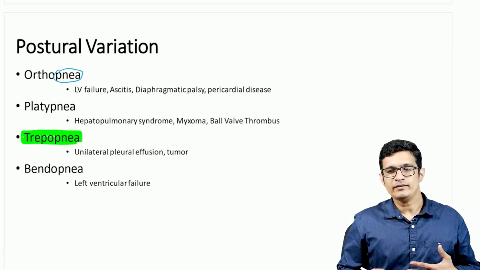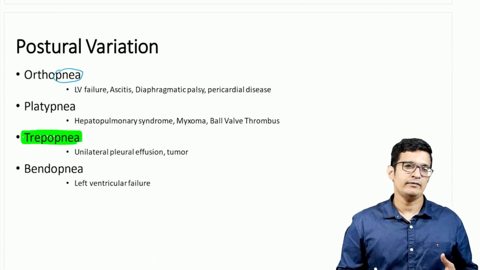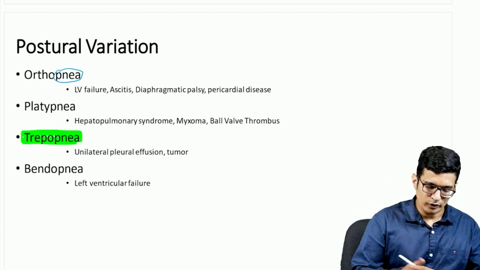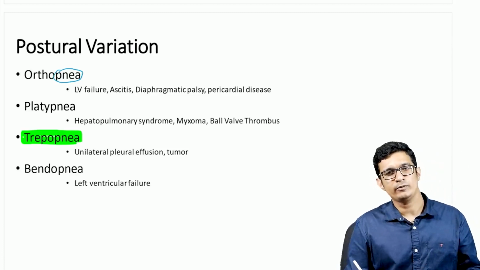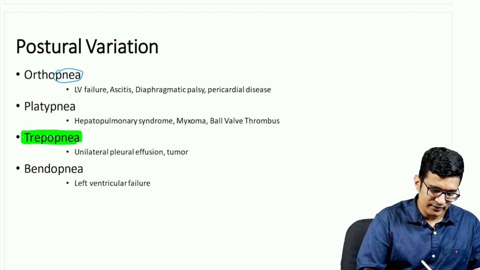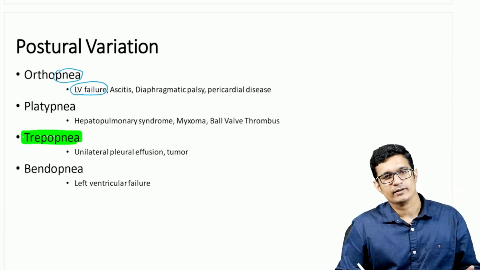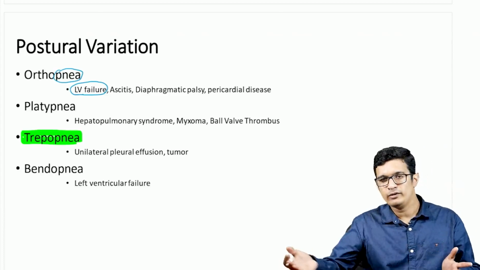So orthopnea means when the patient is standing, he is able to breathe, which practically means that when the patient is lying supine, he finds it very difficult to breathe. So orthopnea means breathlessness worsening on lying down position. Now this is a classical feature of a left heart failure, because whenever there is a left heart failure, when somebody lies supine, what happens?